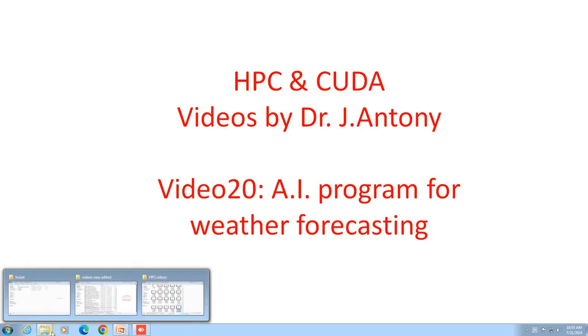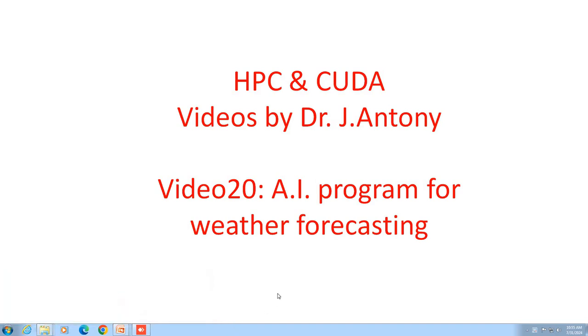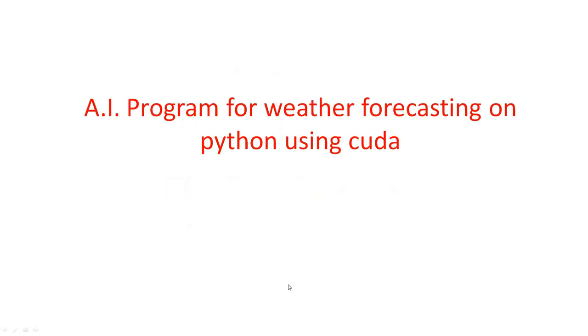Hello friends, we are continuing with the series of videos on HPC and CUDA. There were 19 videos before this. The 20th video is going to be on the AI program for weather forecasting. This is the first time we are doing an AI program which is run on an HPC for weather forecasting. This is comparatively a smaller problem for an HPC machine. Still we wanted to explore and see how it works.